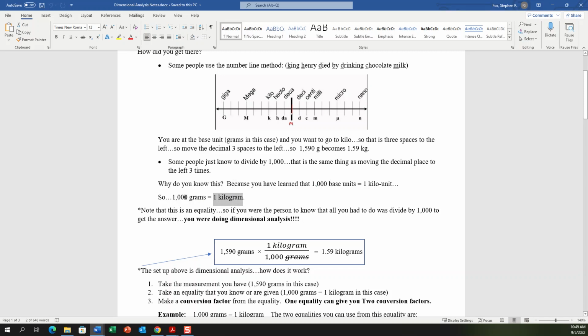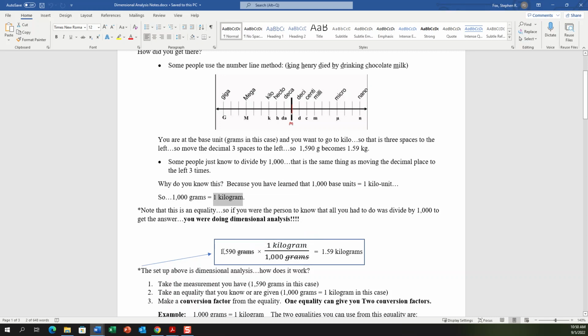And the one that you're going to pick is the one that cancels out the units you want to cancel out and gets the units that you're trying to get to. So in this question, we have grams and we want to cancel out grams and get to kilograms. So if I have grams on top, how do I cancel out grams? I need to get grams on the bottom. So that's why I take this part of the equality and I put it at the bottom of the ratio. I take this part of the equality and I put it at the top of the ratio.